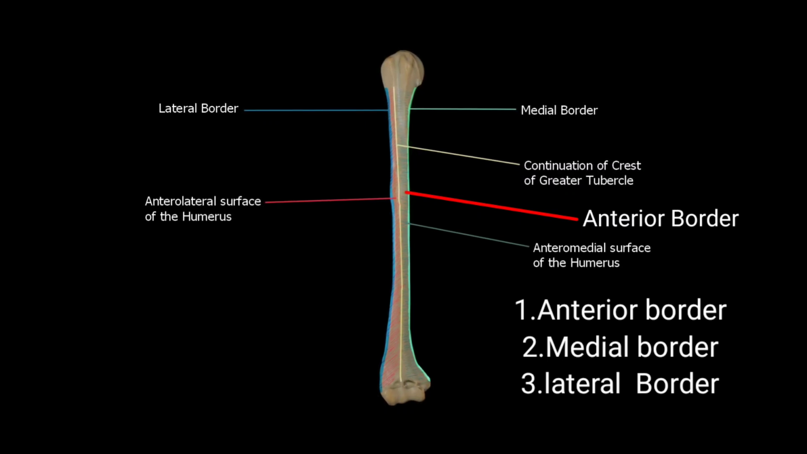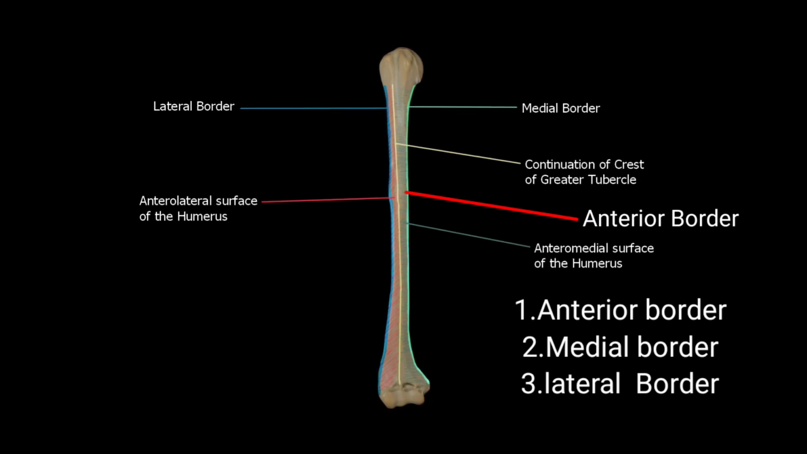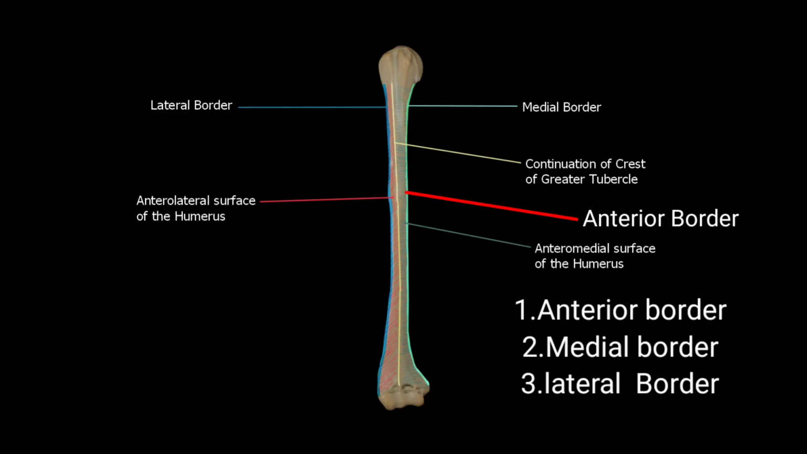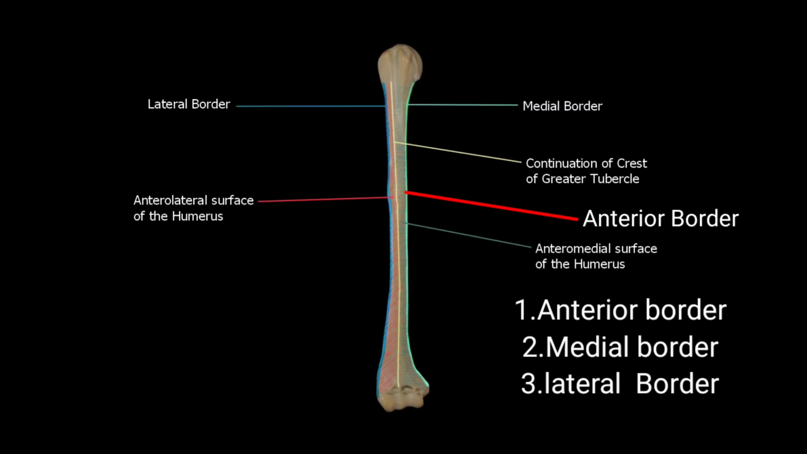margin of the deltoid tuberosity, and the lower half of the anterior border is smooth and rounded, or inferiorly it is unprominent. Second, medial border.